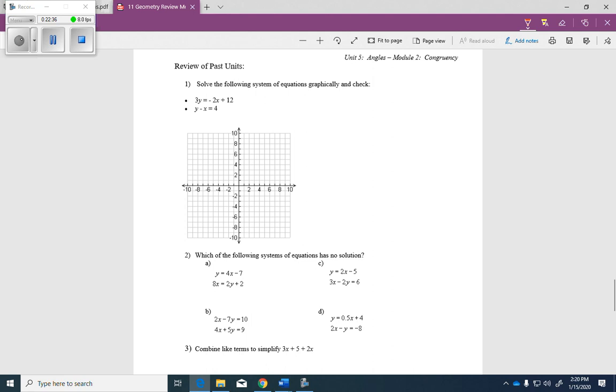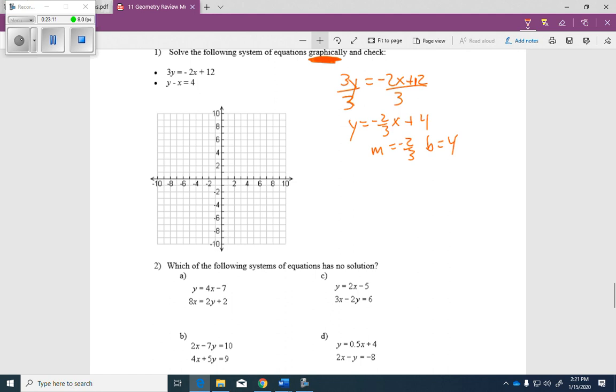This is here because there's always a couple of review questions. So solve the system graphically. Please make sure you're doing it graphically. It means they have to be in y equals mx plus b form. So the first equation, I have to divide both sides by 3 to get y equals negative 2/3 x plus 4. So the slope is negative 2/3 and the y-intercept is 4.